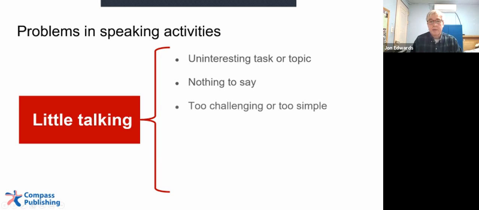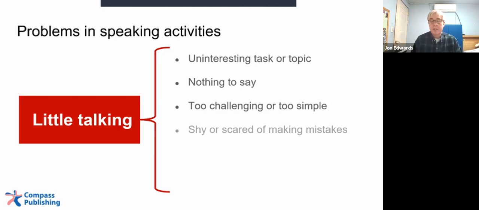As we mentioned just now, it could be too challenging. They just don't have the language skills to do the task that you're giving them, or it could be too simple. They finish it very quickly, or it's very easy and boring for them, and they don't see the point of it. So you're not going to get a lot of communication happening.